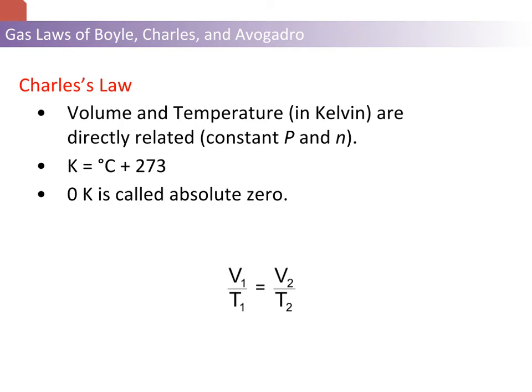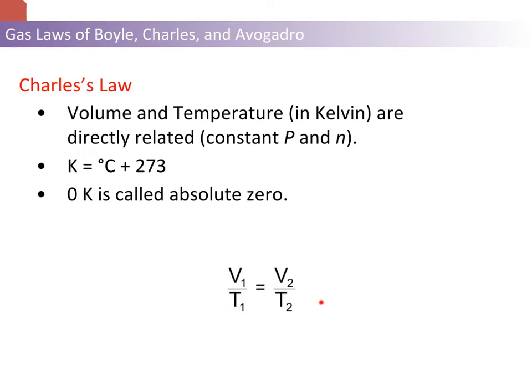Charles' law takes a look at the relationship between volume and temperature, of course in kelvins, and how they're directly related. Keep in mind the other 2 variables, pressure and number of moles, are being held constant. We talked about this already, but when you're converting from Kelvin to degrees Celsius or degrees Celsius to Kelvin, you add 273. Down here is the gas law. Volume 1 over temperature 1 is equal to volume 2 over temperature 2.